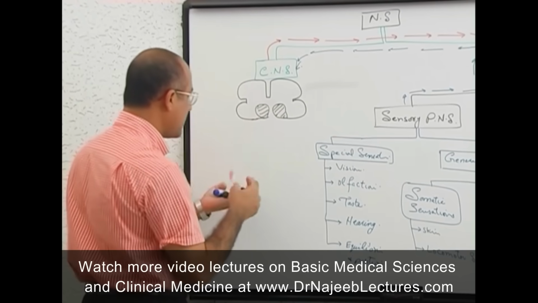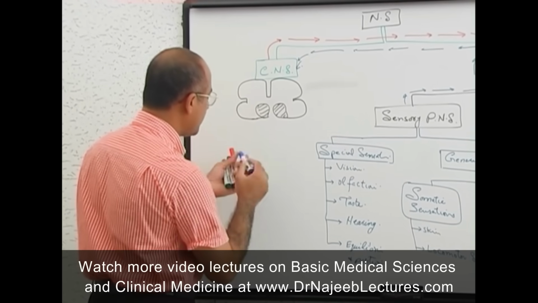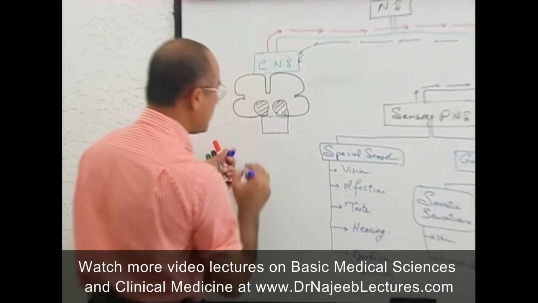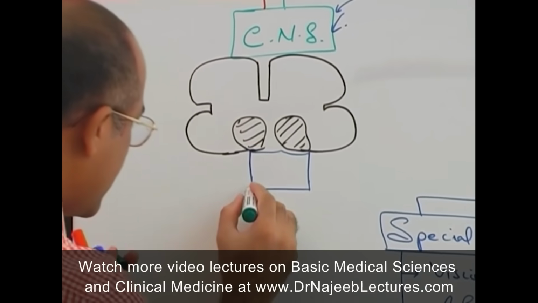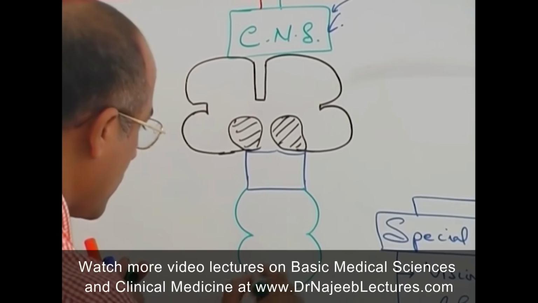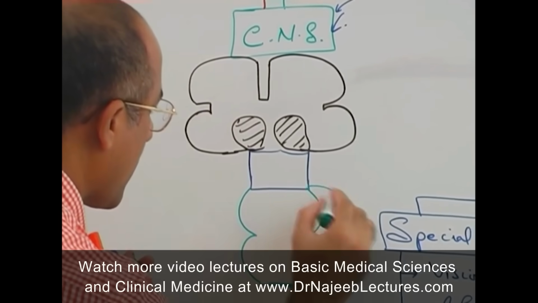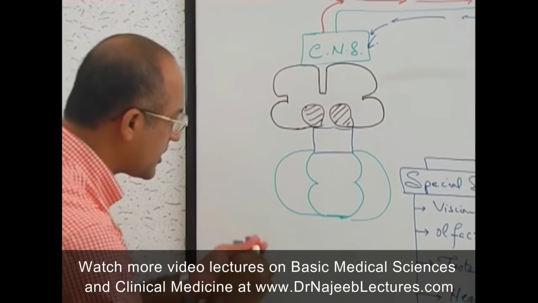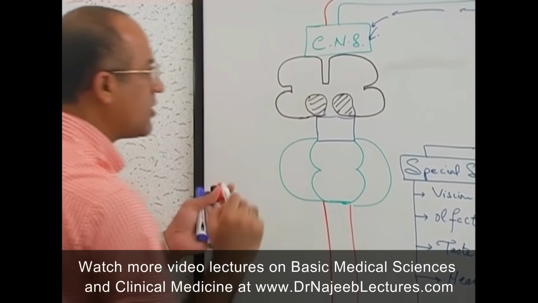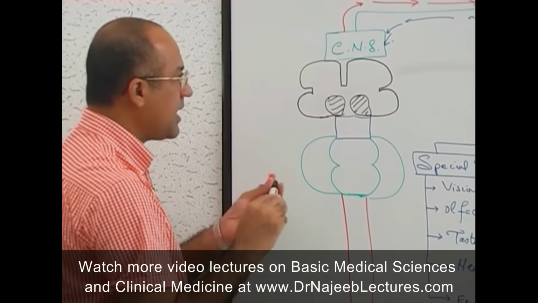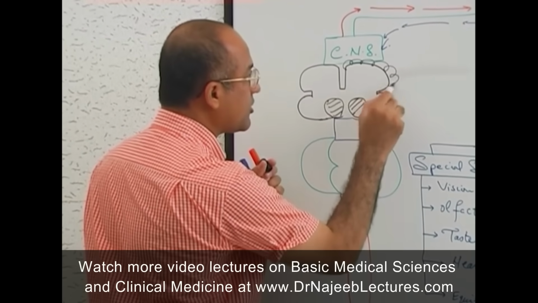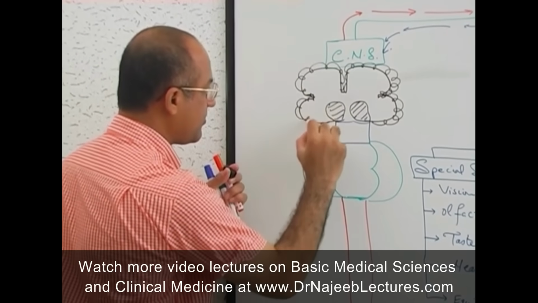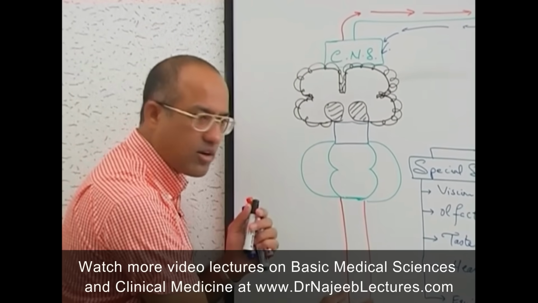Now, this is the forebrain. Here is the midbrain. Here these structures are the hindbrain, and this structure is the spinal cord. Now, the cerebral cortex is the gray matter which is present on the surface of this, right? That I will discuss later. Now, first of all, this is the spinal cord.